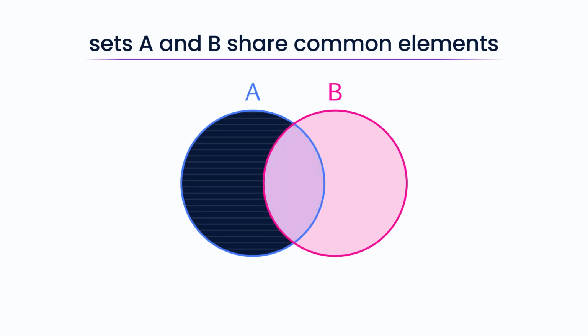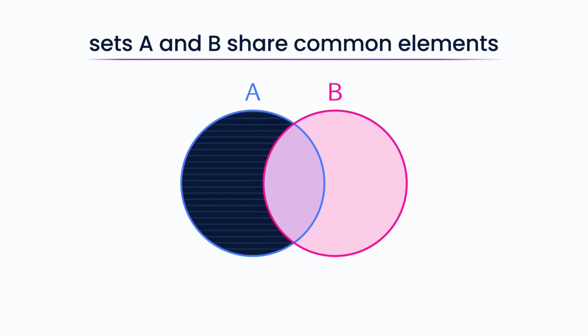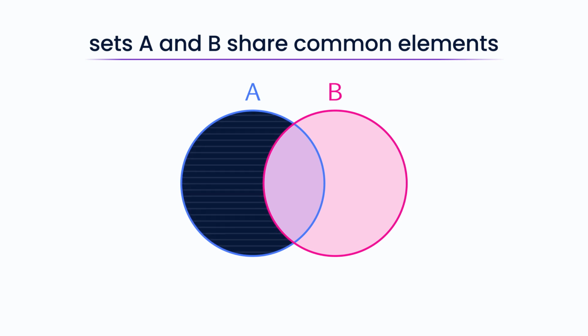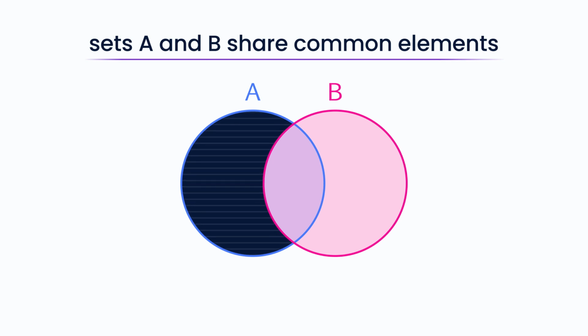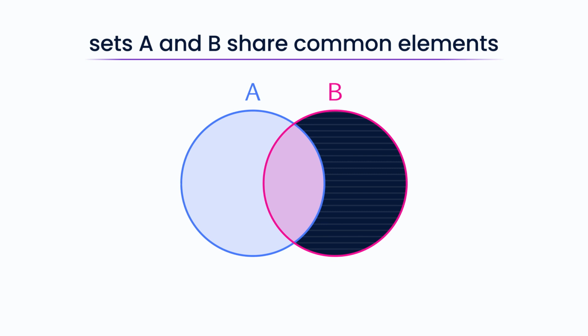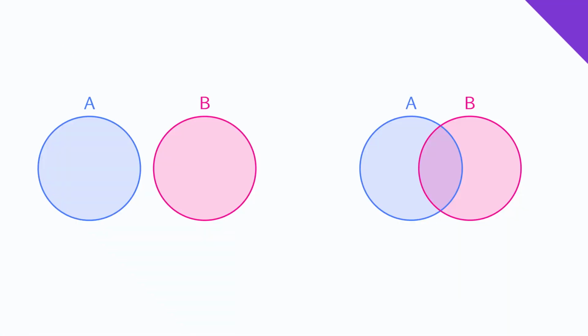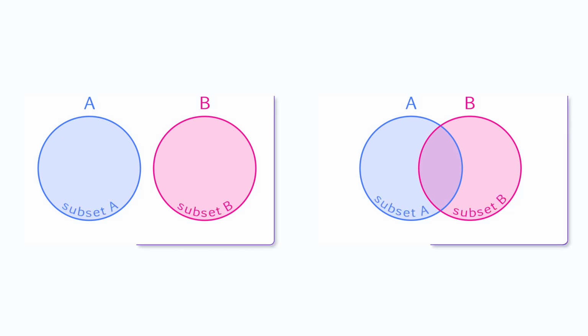The remaining elements of set A are in the region of the circle A that is not covered by the intersection. Likewise, the remaining elements of set B are in the region of the circle B that are not covered by the intersection. The two sets, A and B, can also be subsets of a universal set.